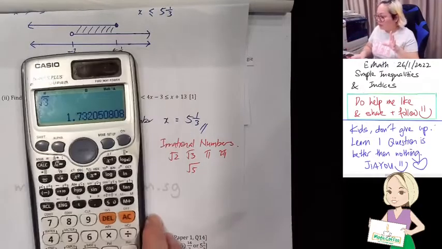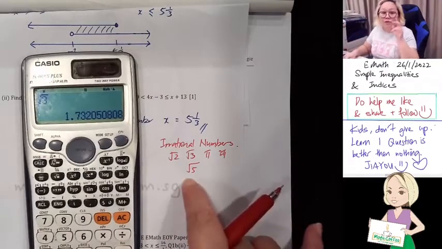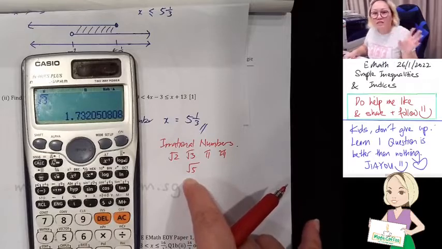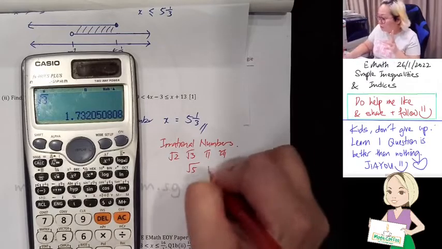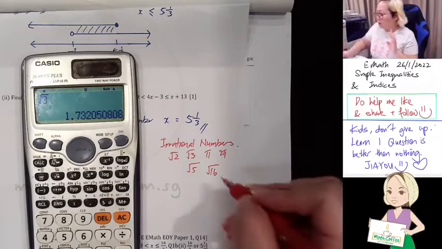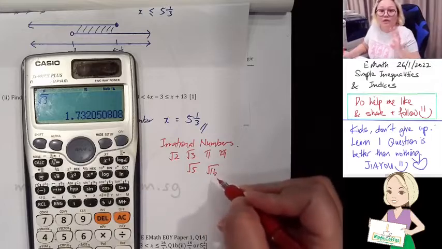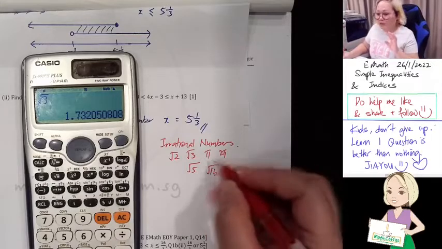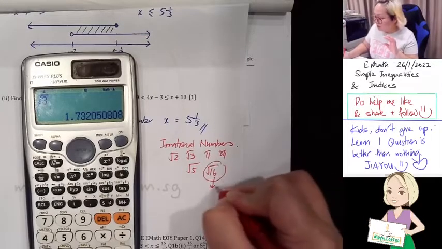Understand? Sometimes they trick. Some students always remember, oh, but square root means it's irrational. If they purposely put square root 16, square root 16 is not irrational because square root 16 is 4. 4 times 4 is 16. So square root 16 is actually 4, which is an integer. So it is rational.